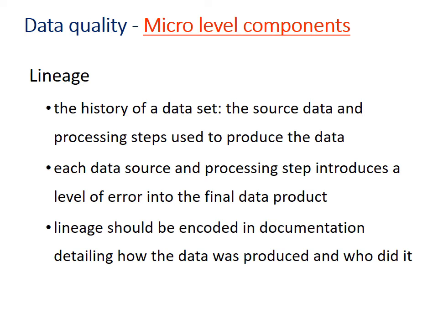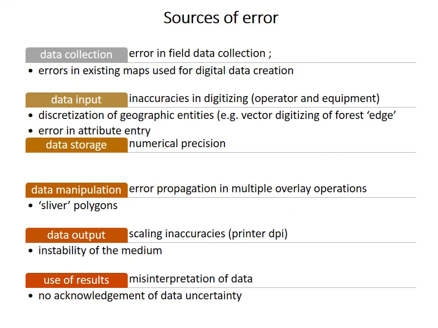And all this information can be available in what is called the metadata. So what are the possible errors that you may encounter? During data collection, there may be errors in the field data collection itself, and that will accumulate in your analysis, and errors in the existing maps. That is, when you convert the data into a digital form, there may be some errors, and data input inaccuracies in your digitizing process.